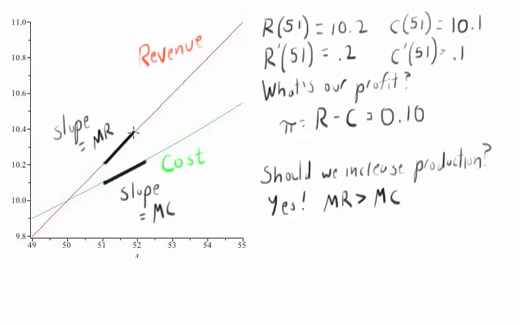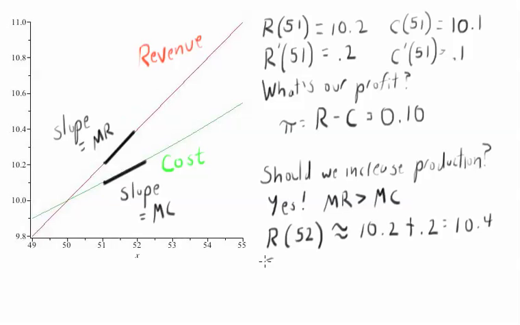Another way of saying this is to estimate what's going to be happening when we move up to making 52 items from 51. So our revenue from making 52 items is going to be approximately equal to 10.2 plus our estimate for the marginal revenue. So if we make one more item, we get an extra 20 cents in revenue.